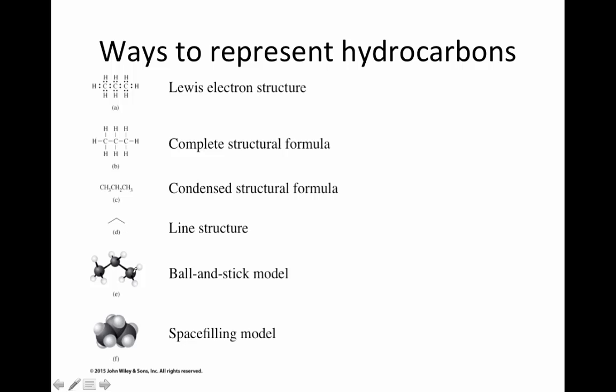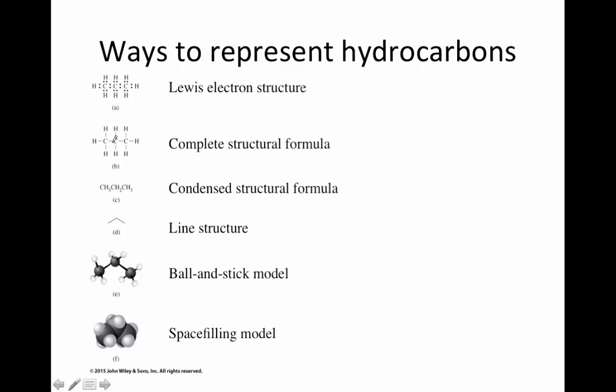If we were to build a hydrocarbon with the ball and stick model sets, the carbons are always black in color, and hydrogens are typically white with most model sets. This is considered a space-filling model, and every single one of these representations represents the same hydrocarbon. It is the hydrocarbon that has 3 carbons surrounded by 8 hydrogens.